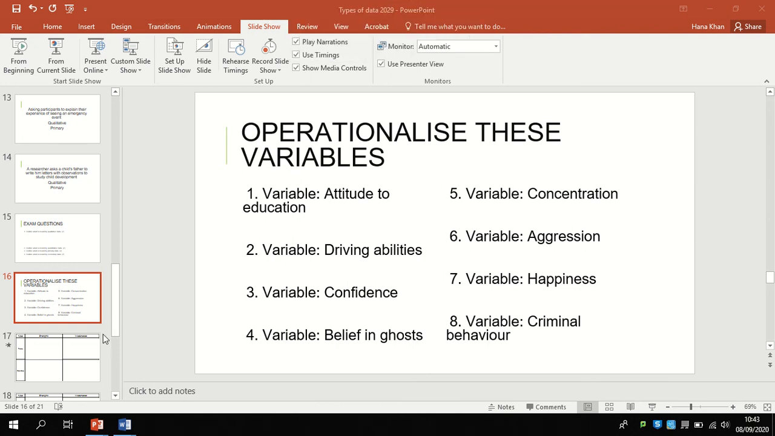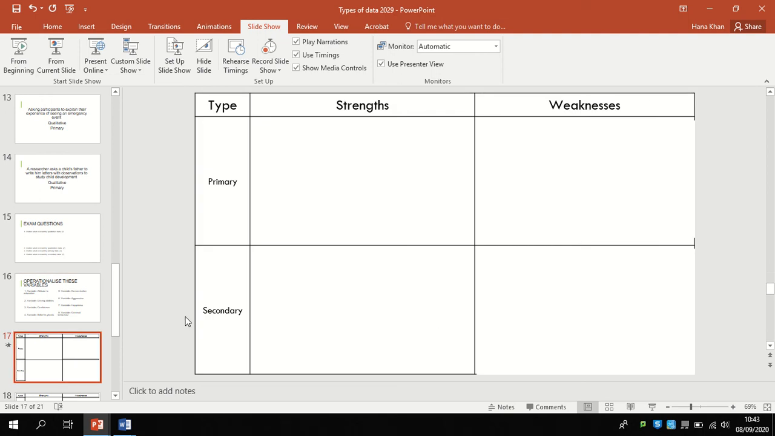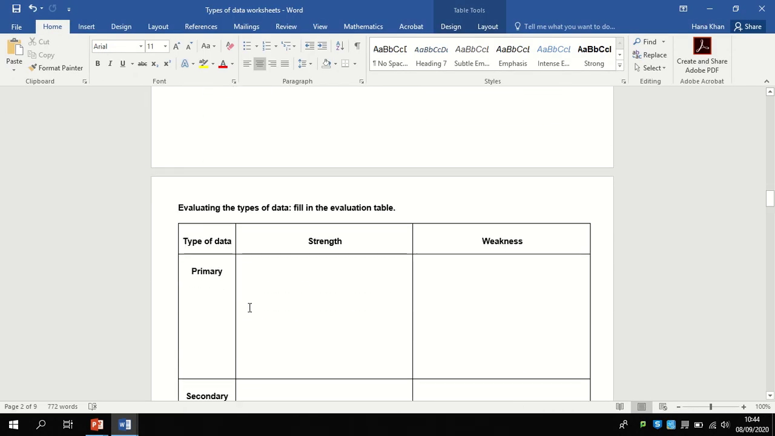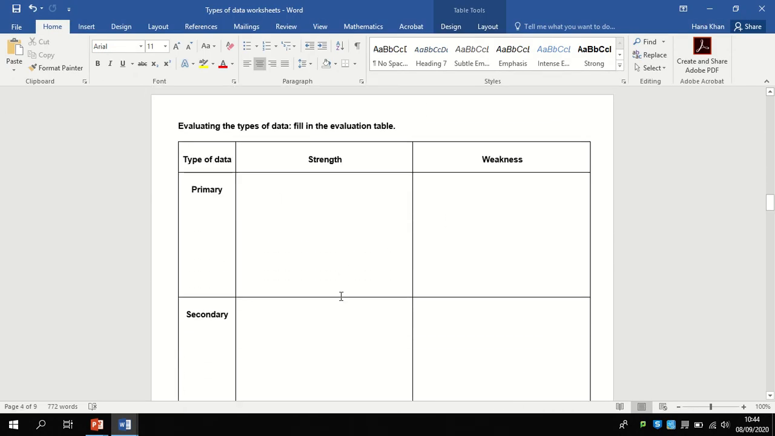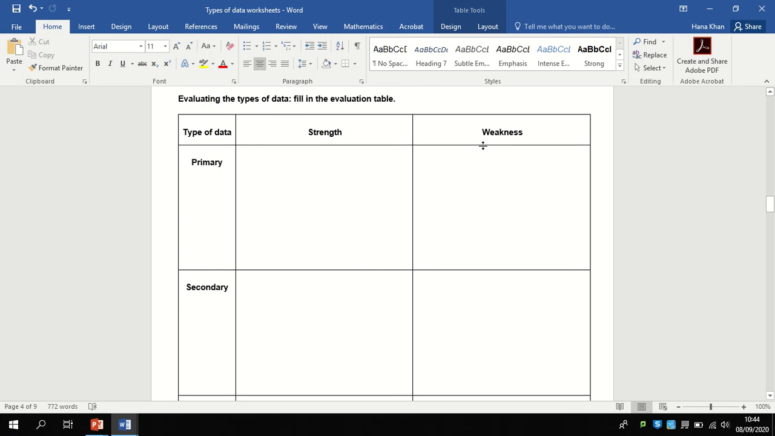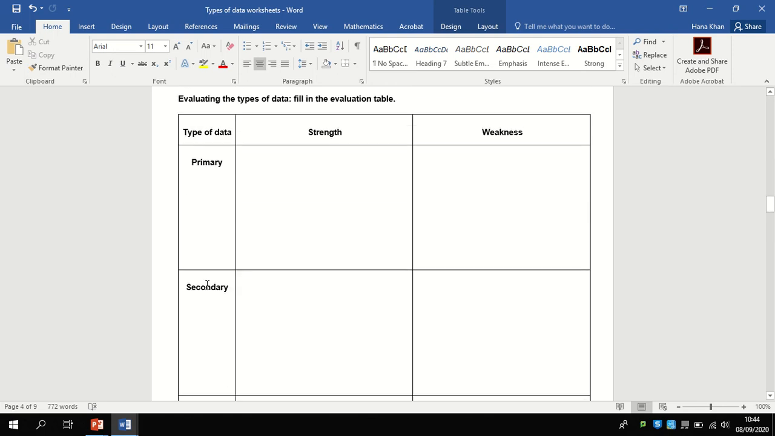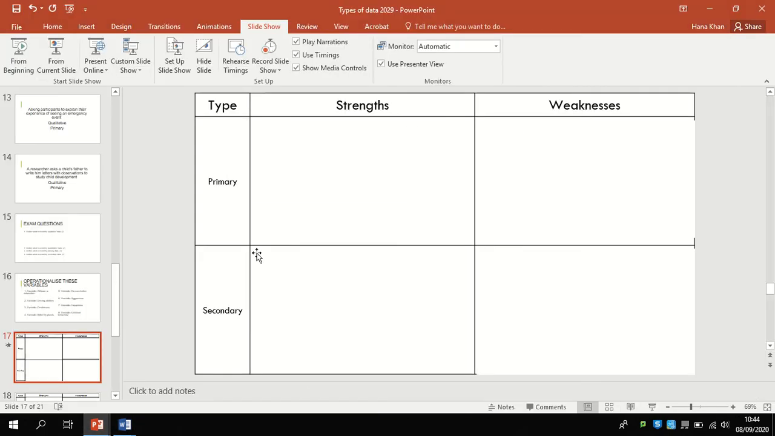Okay, so once you've done that activity, we're moving on to the next one, which is looking at the strengths and the weaknesses of primary and secondary data and qualitative and quantitative data. So you'll see at the end of that activity, you also have a page to fill in the evaluation table. So this is you looking at the pros and cons basically of primary and secondary data, quantitative and qualitative data. So you should be filling this in as we go through the strengths and weaknesses together.